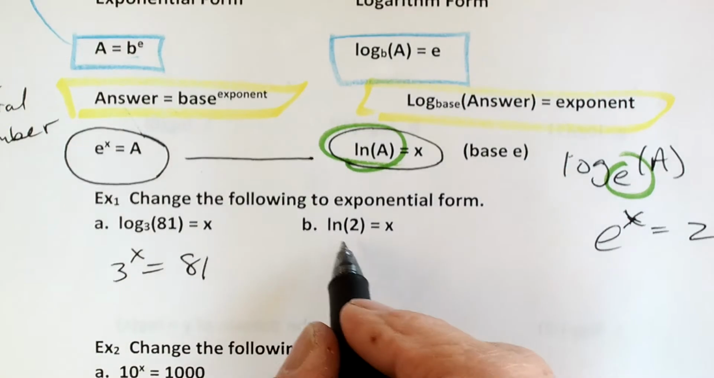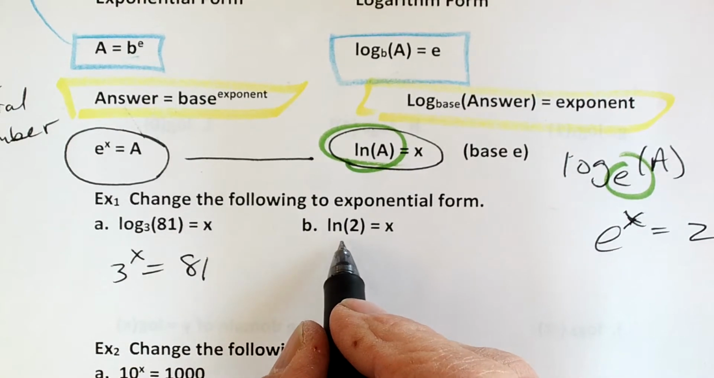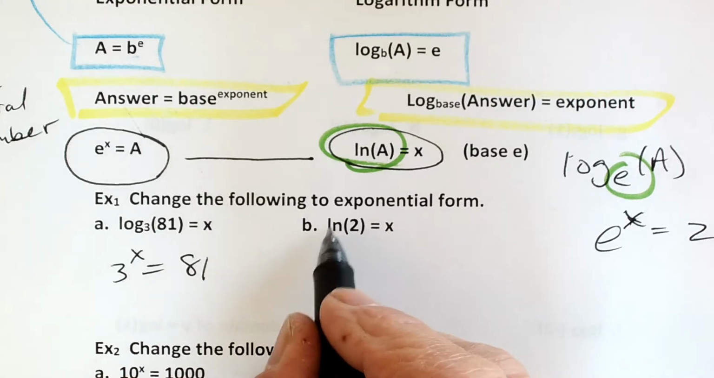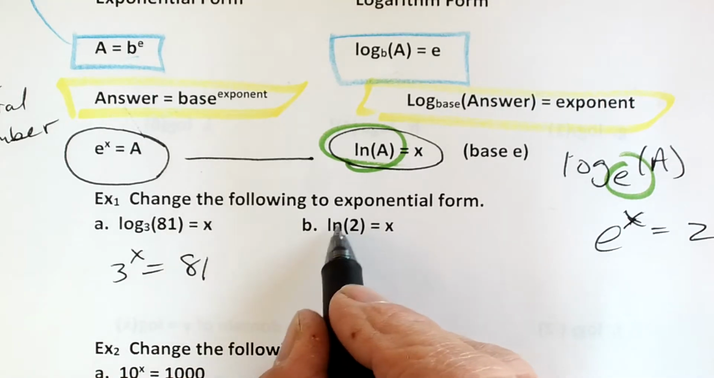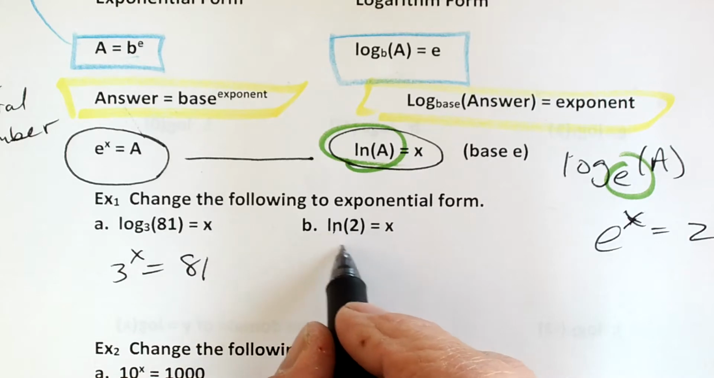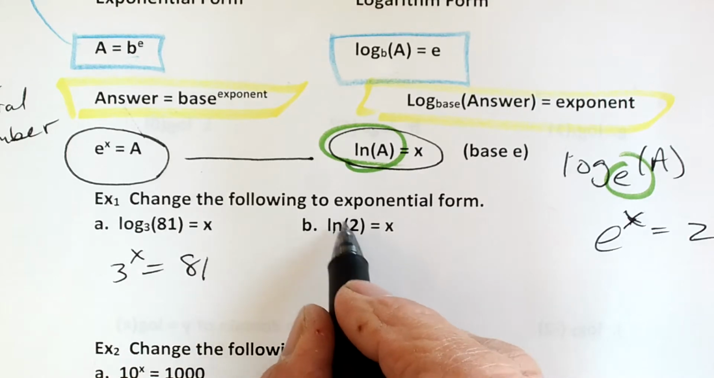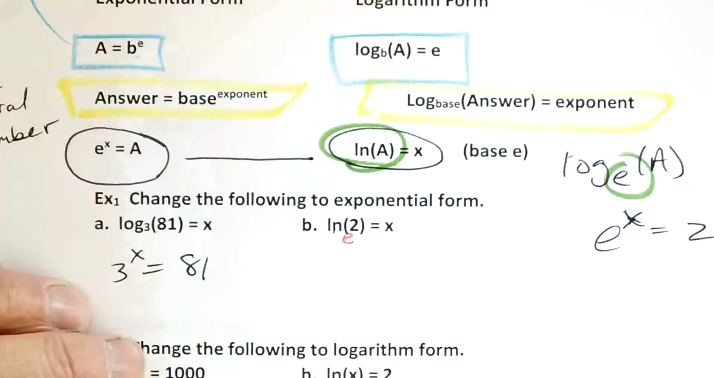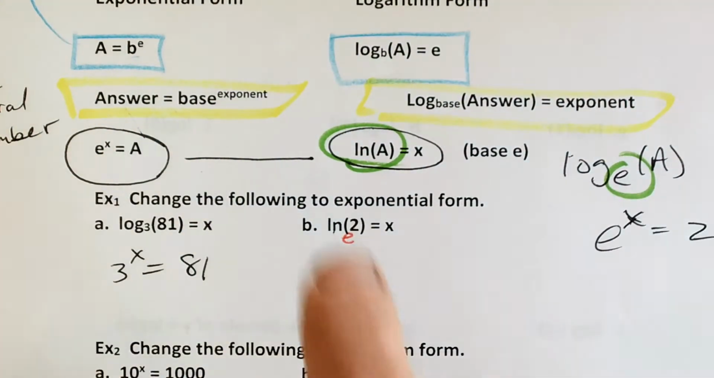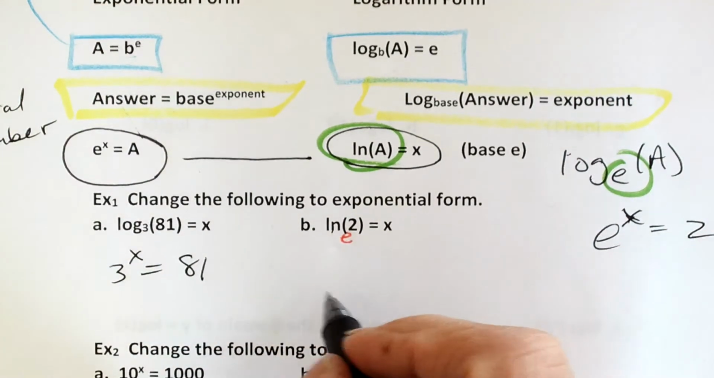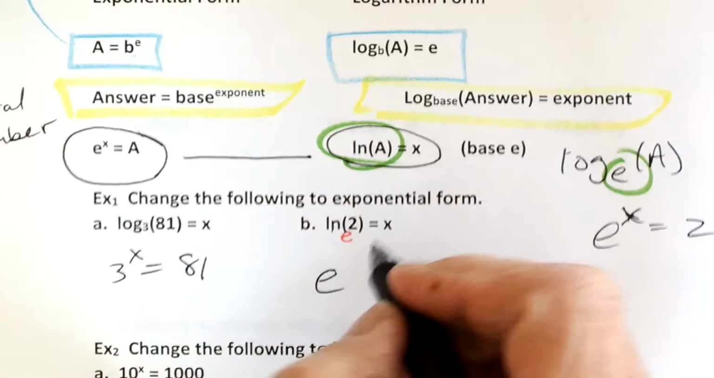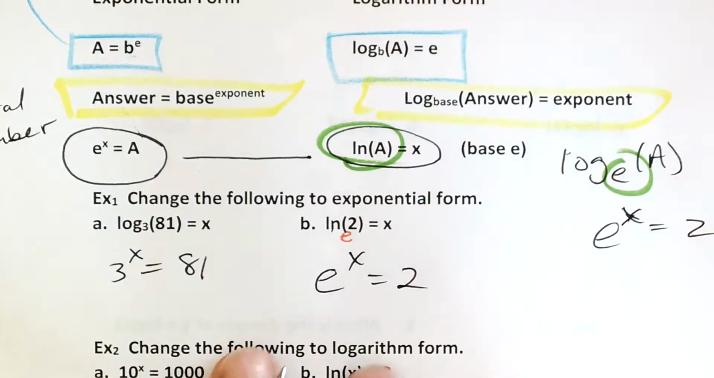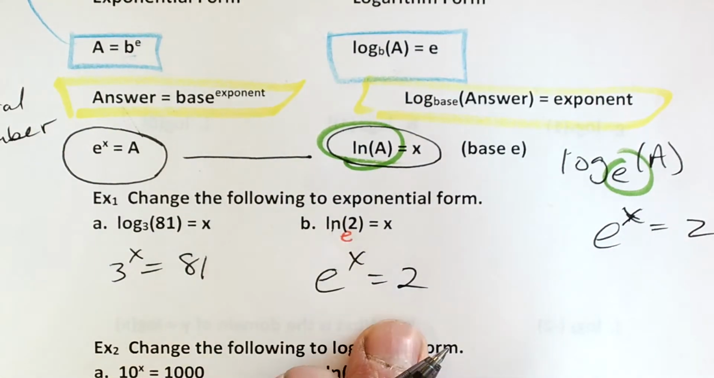Okay, B. So if you look at B, what's the invisible base? We just talked about. I don't see a number here. What's the invisible base with natural log? There's an invisible base number. There's a number E. Thank you. It is E. E is my invisible number. I don't need to write it, but I will. So I'm going to take E, because that's my base, to the x equals 2. So I rewrote it from log form into exponential form, okay? How am I doing?